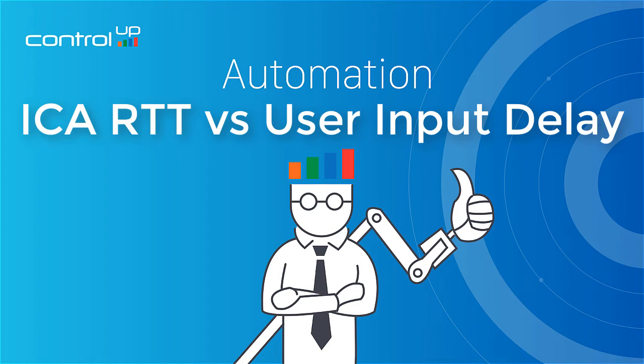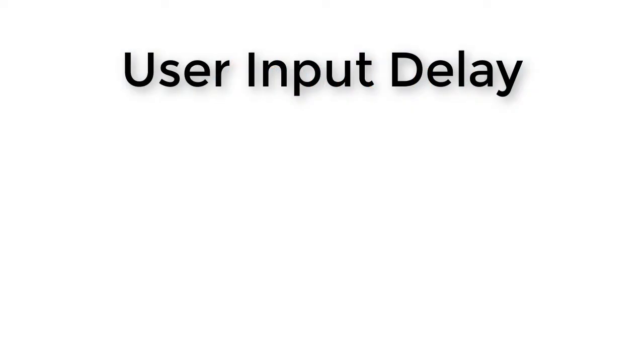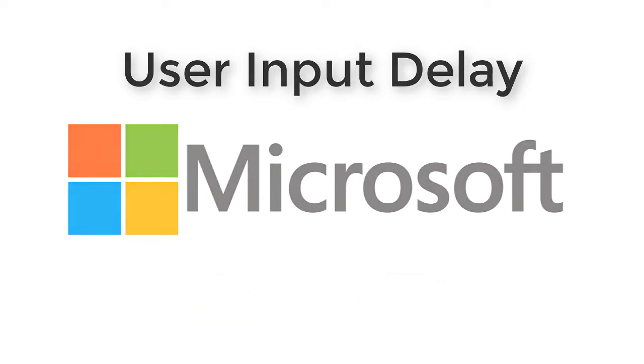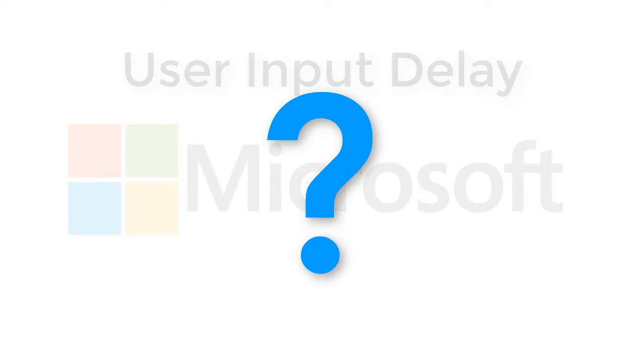ICA RTT versus user input delay. User input delay is a new real-time performance counter metric from Microsoft for Windows 10 1809 plus and Server 2019 and newer. What is this metric and why is it so important to you as a Citrix administrator?